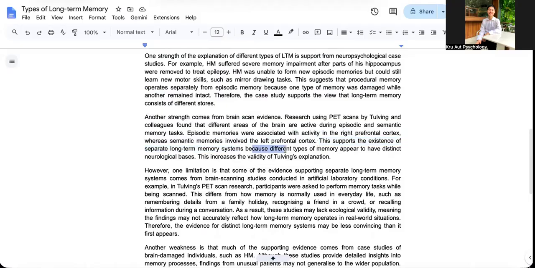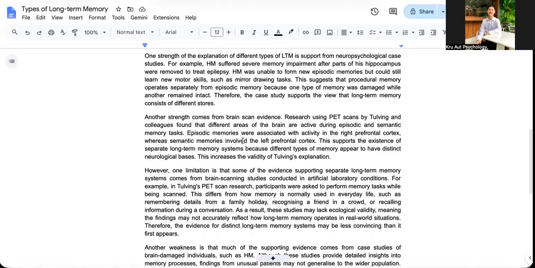And yeah, you need to explain it fully. Because different types of memory appear to have distinct neurological bases, this increases the validity of Tulving's explanation. Full stop. As long as it's super clear, and you don't just put in the results and assume the examiner will understand what you mean, you'll gain full marks when it's fully explained.